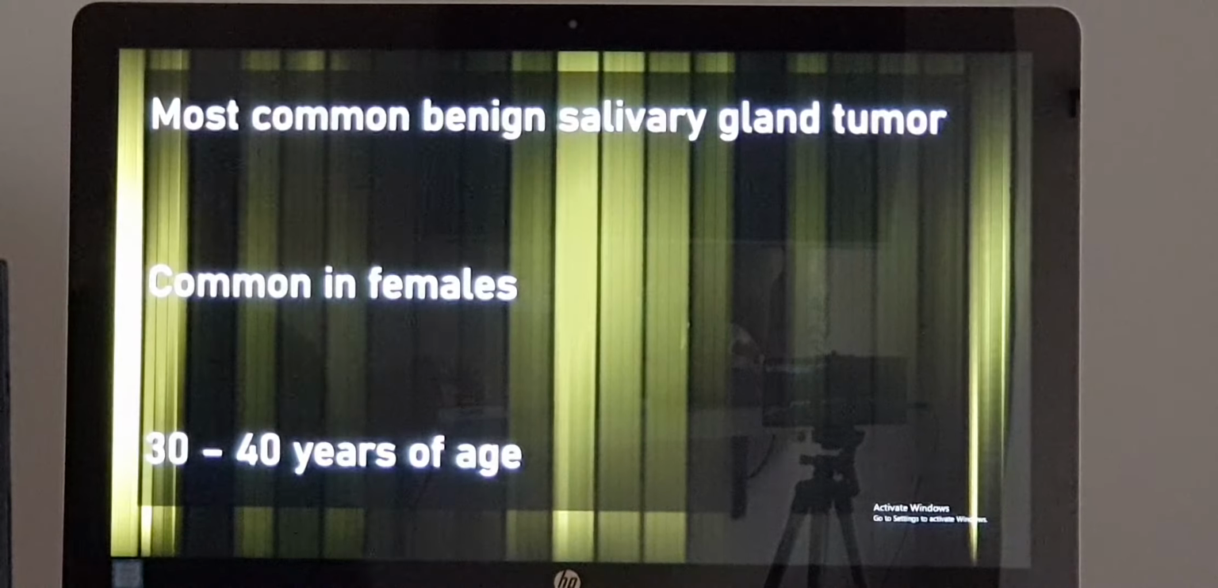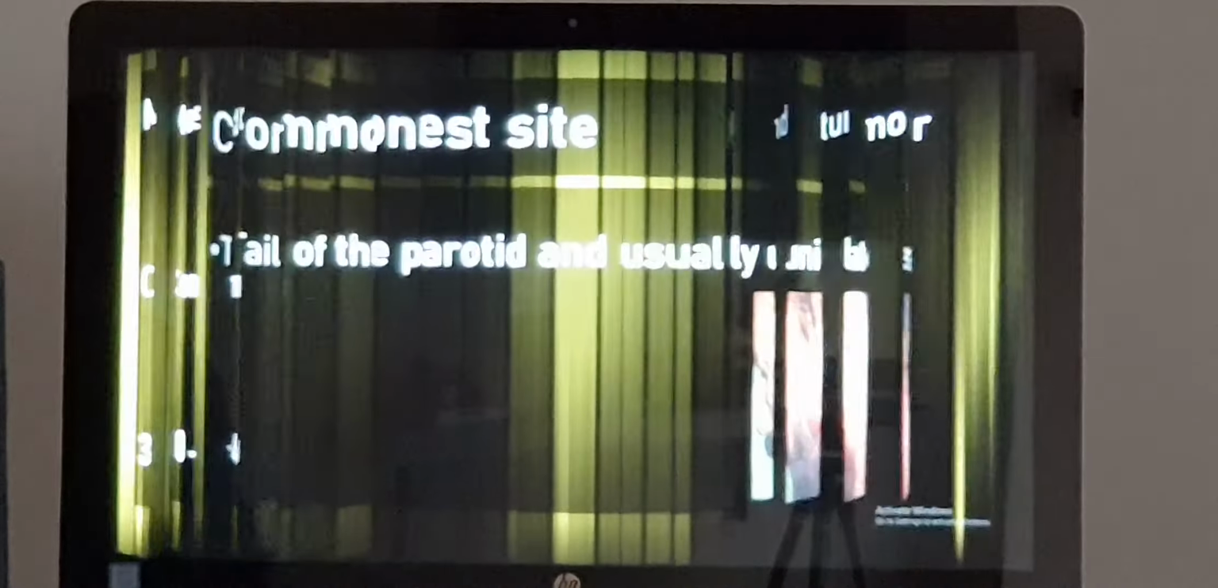Pleomorphic adenoma is the most common benign salivary gland swelling, and it is more common in females, affecting the age group between 30 to 40. We have one more condition which is second most common, Warthin's tumor, which is more common in males and affects the elderly age group, say after the age of 50 or 60. I am talking about pleomorphic adenoma, common in females between the ages of 30 and 40.